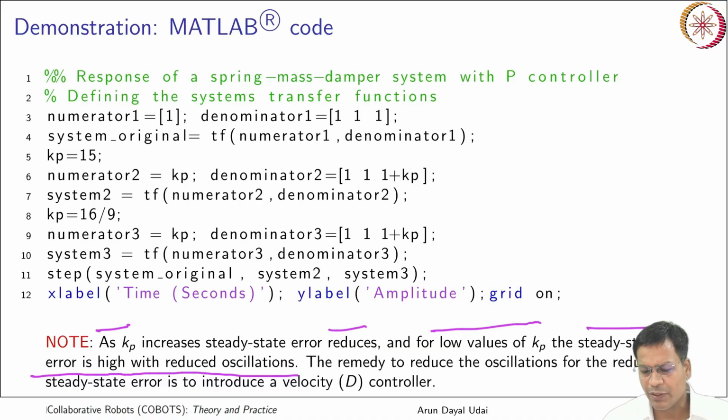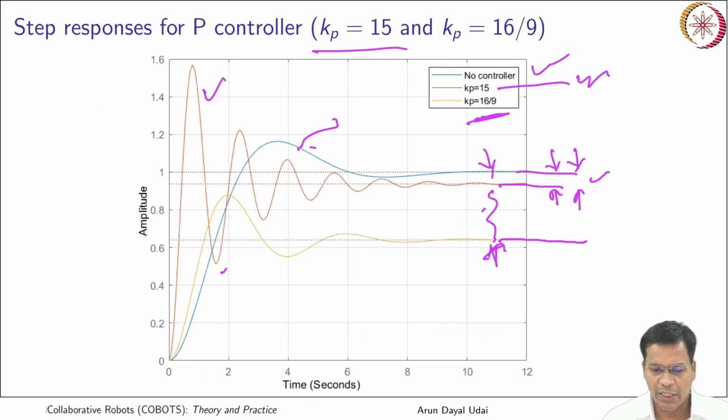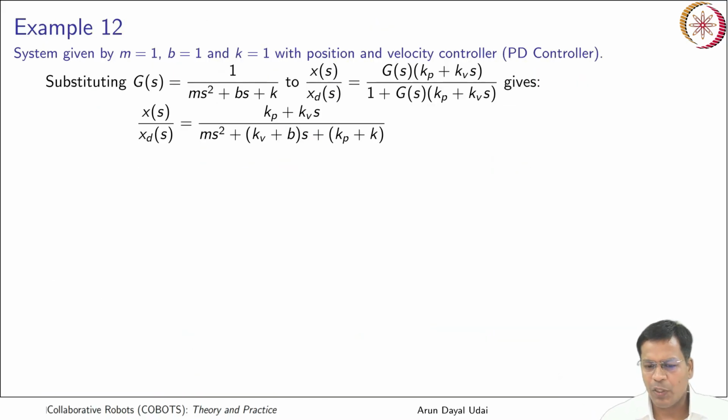So the remedy is to reduce the oscillation as well as the steady state error. This can be done by introducing the velocity, that is the derivative controller. We'll see again with the same example. Now I am introducing kV also. This time, same system. I know by nature it is oscillatory.